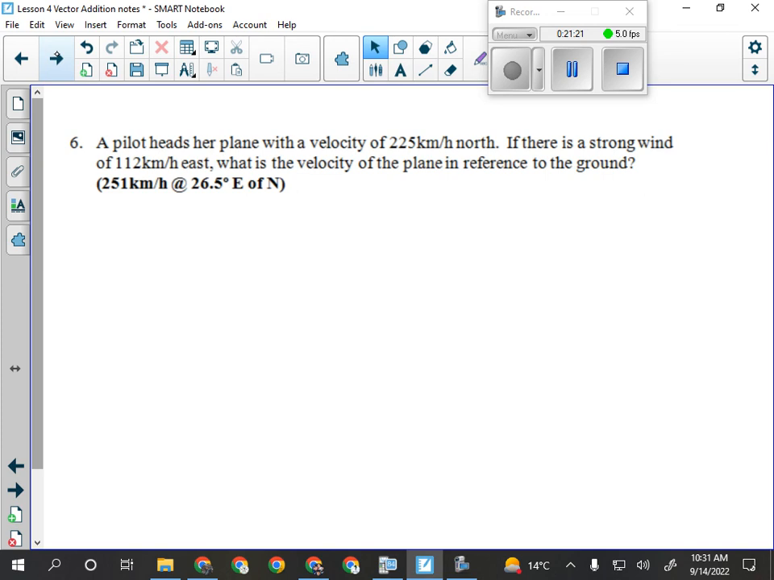I would like you guys to try that one because it's a boat question, but it's a plane. It's a sky boat. Okay, so let's have a look at this one because it's pretty straightforward. We've got a pilot that heads her plane with a velocity of 225 kilometers per hour north.